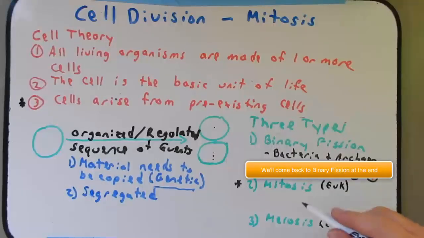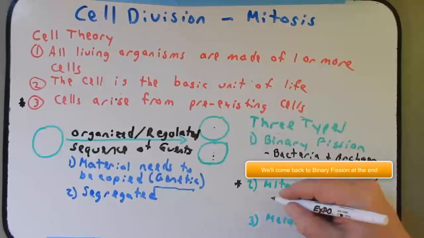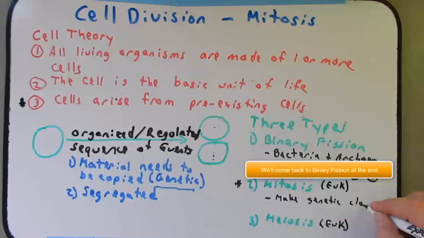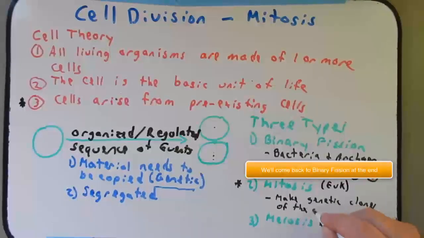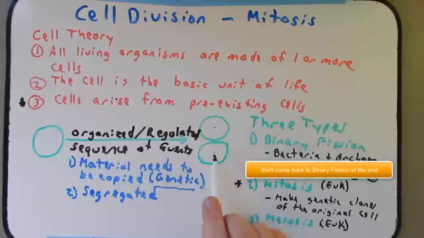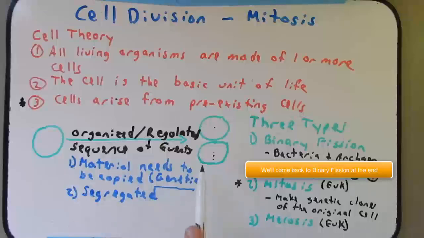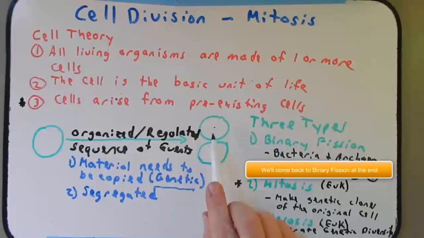But for now, let's highlight the main difference between mitosis and meiosis. Mitosis, its purpose is to make genetic clones of the original cell. When you go from this cell to two new cells, these two new cells are genetically identical to this cell here. Most cell division within eukaryotes occurs by mitosis. So what is the difference between mitosis and meiosis? In meiosis, when we make new cells, we generate genetic diversity. When this cell is copied, the two or four resulting cells are genetically distinct from the original cell.